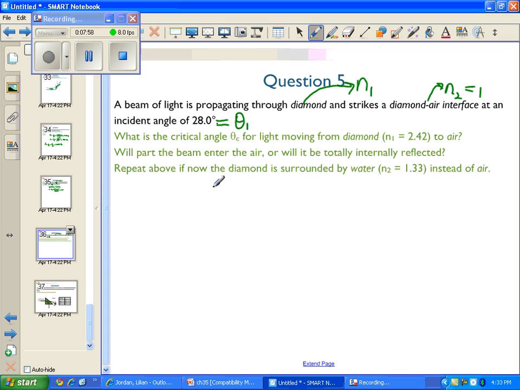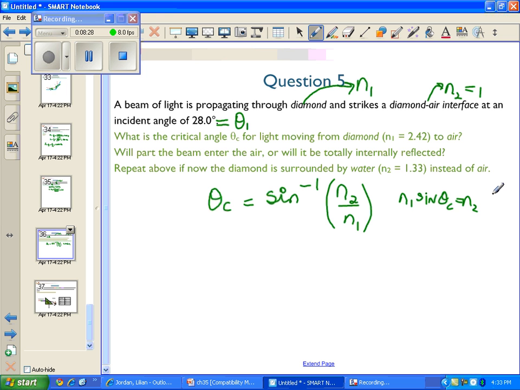In this case, if you recall, the critical angle, theta critical, is equal to the inverse sine of N2 over N1. And just a quick reminder of where this came from: N1 sine of theta critical is equal to N2 times the sine of 90 degrees, which is equal to 1. So that's how we get this expression.